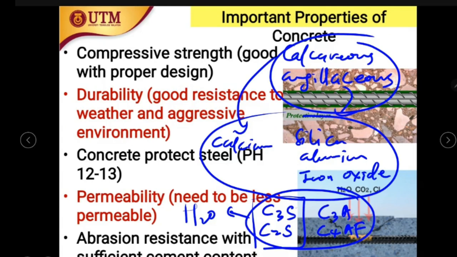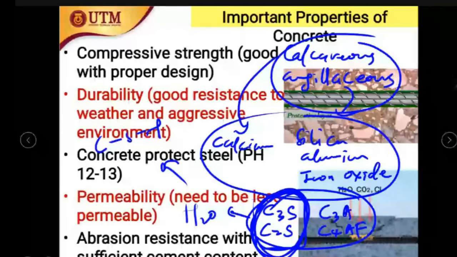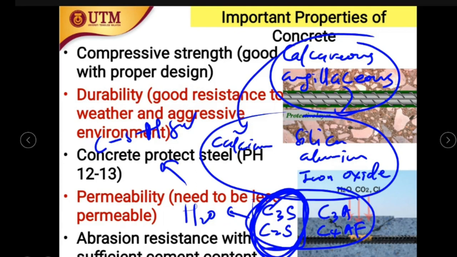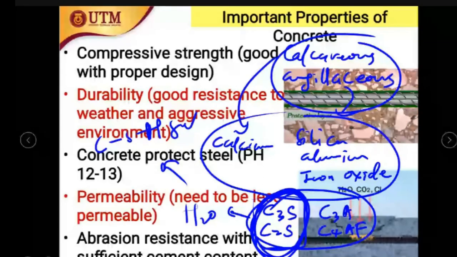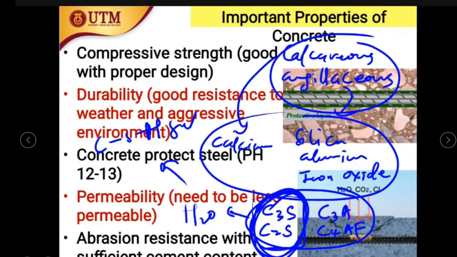So when cement is in contact with water, it is these two, C3S and C2S, that react with the water to form a gel, which we call CSH gel. This CSH gel will grab all the coarse aggregate and fine aggregate together to form a very hardened material. How good your cement is depends on its efficiency in producing this CSH gel. The more CSH gel is produced, the higher the strength of the concrete you can get. That is the hydration process.